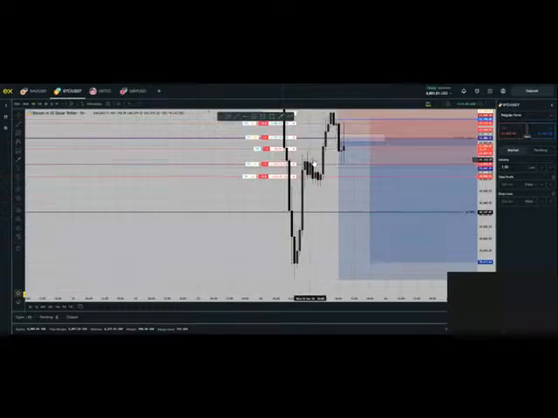So I expect something like this. I know we are going to fight around this area before price breaks through here. And if I get a strong break, I'm going to add in more positions below this low, from being a support to a resistance level.